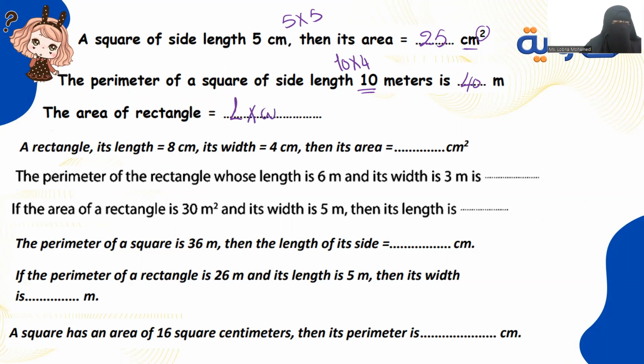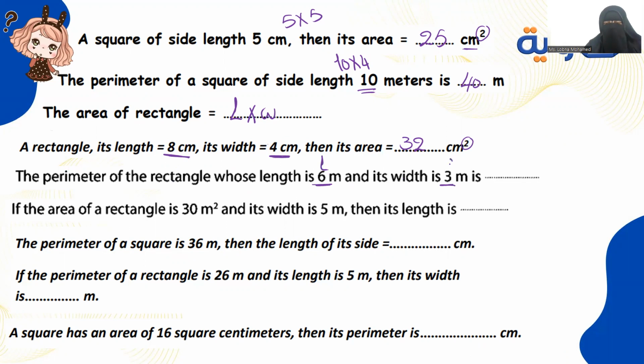The next question. A rectangle, its length is 8 centimeter and its width is 4. Then its area is what? Just multiply them together. 8 times 4 equals 32 squared centimeter. Don't forget this square.